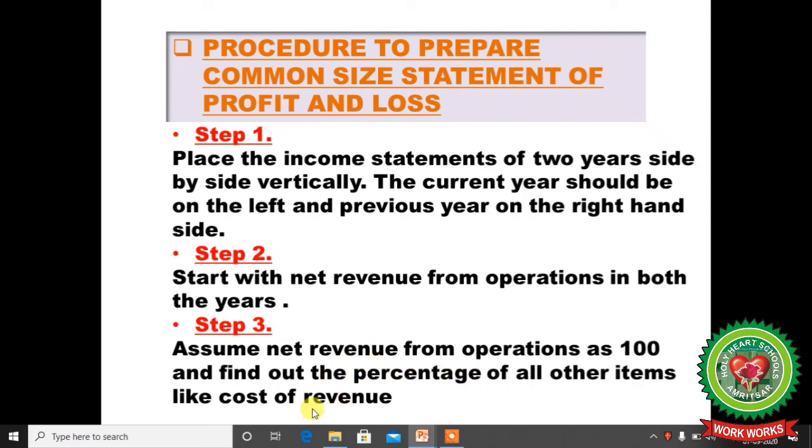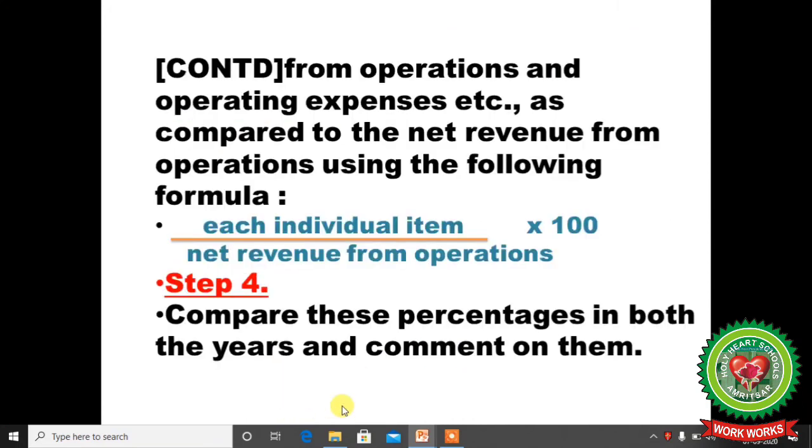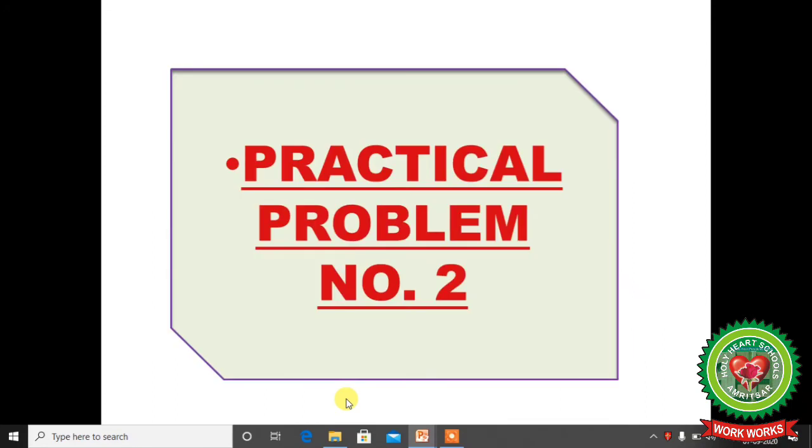Here the base is considered 100 because you are preparing the common size statement of profit and loss, and you find out the percentage of all the other items, like cost of revenue. So what is the formula? Each individual item multiplied by 100 divided by net revenue from operation. Step number 4, compare these percentages in both years and comment on them.